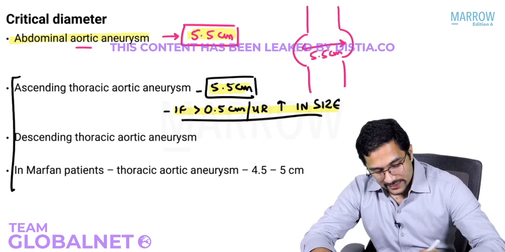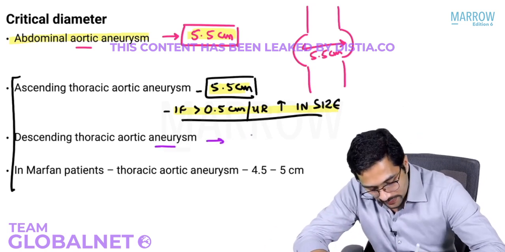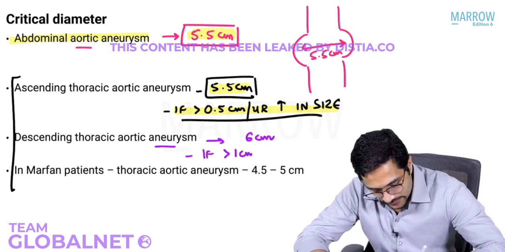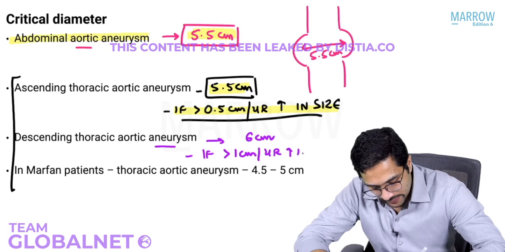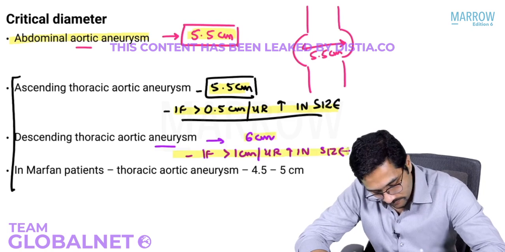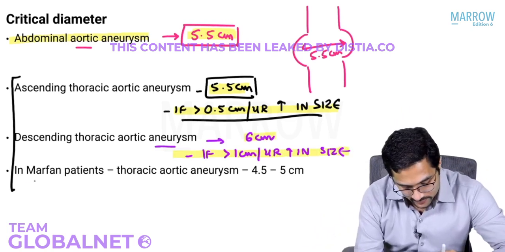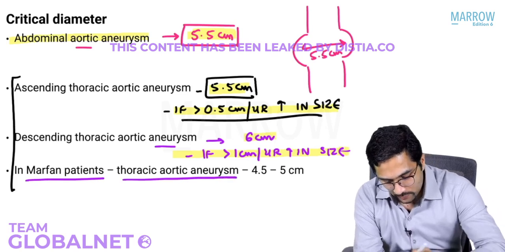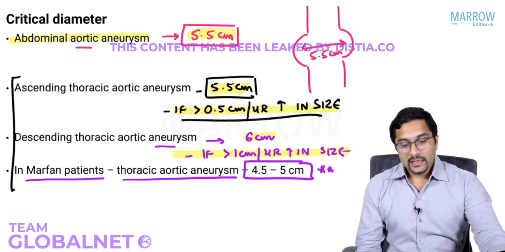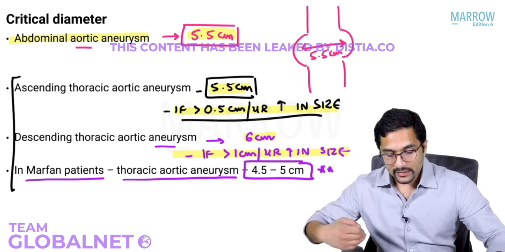For descending thoracic aortic aneurysms, the values were changing, but the final value given in the latest Bailey is 6 centimeters. And if there is more than 1 centimeter per year increase in size, then again it is a significant finding in these patients. Marfan's patients are also more predisposed to thoracic aortic aneurysms, and in patients with Marfan syndrome, the critical diameter is 4.5 to 5 centimeters. So these are the values which you should remember regarding critical diameters for various aneurysms.